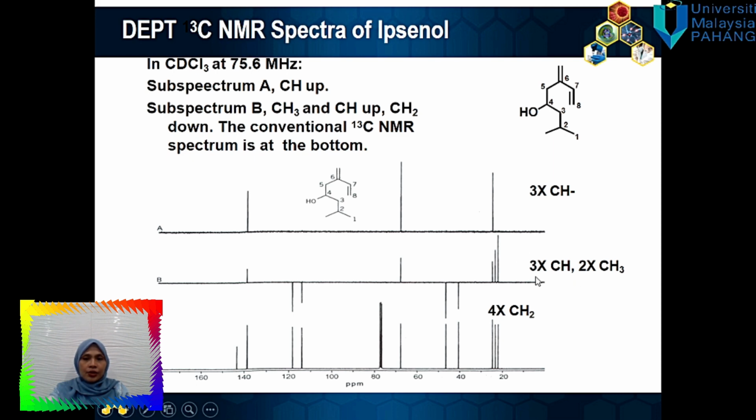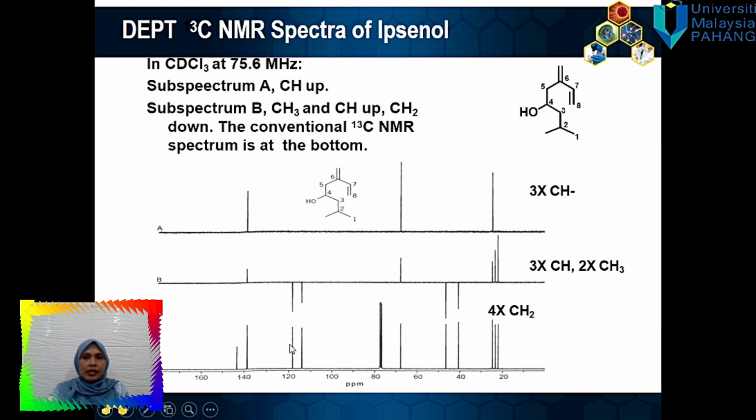Sorry, this one is total 5. 3 times 2 become 5. So 1, 2, 3, 4, 5. This one is for CH and CH3, the positive side. The negative side is for the CH2 for this structure. This one is DEPT 135.